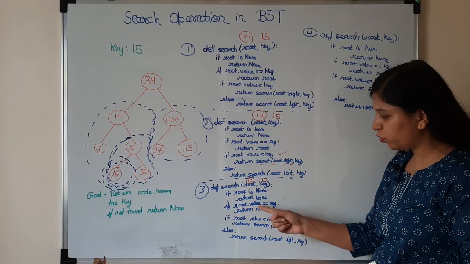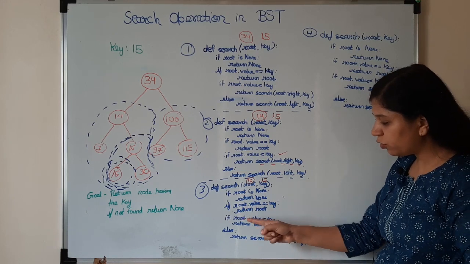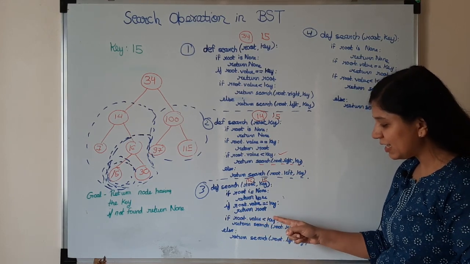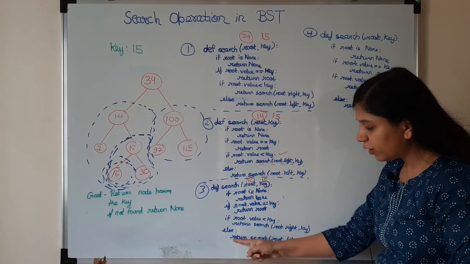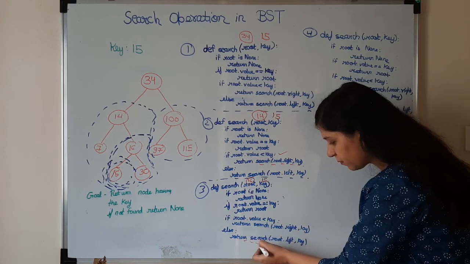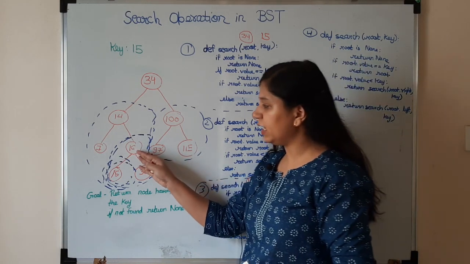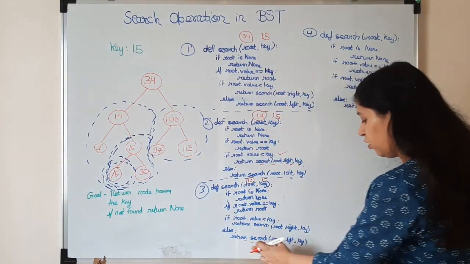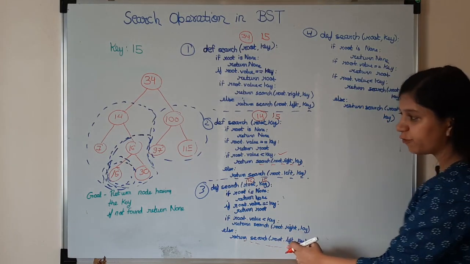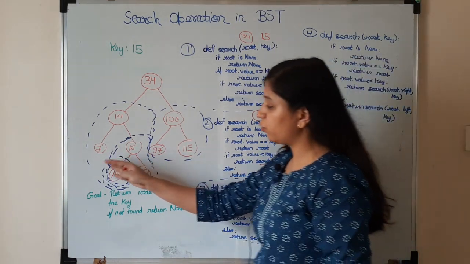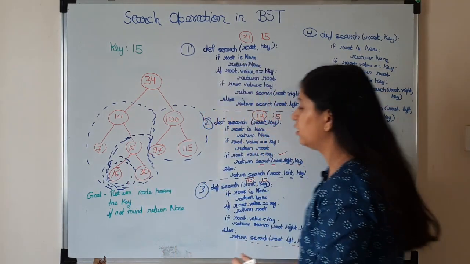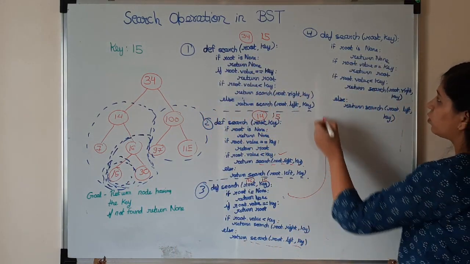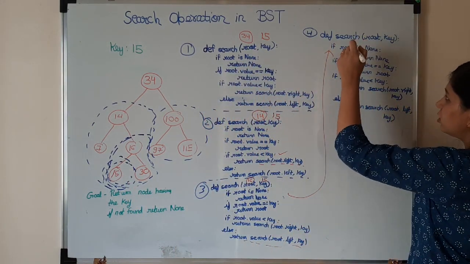Root is none, no. Root.value is equal to key, no. Root.value this time is 16 and key is 15, so we'll go to the else part. It means this is 16 and we need to look for 15, so it must be in the left subtree. So this time root.left. What is root.left? It's the root node of the left subtree, which is 15. So now we are going to call the search method again.